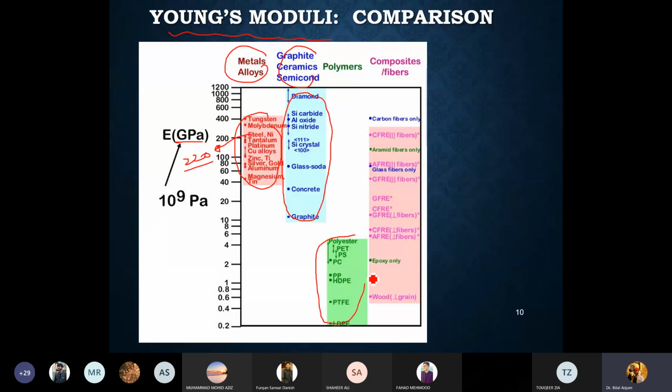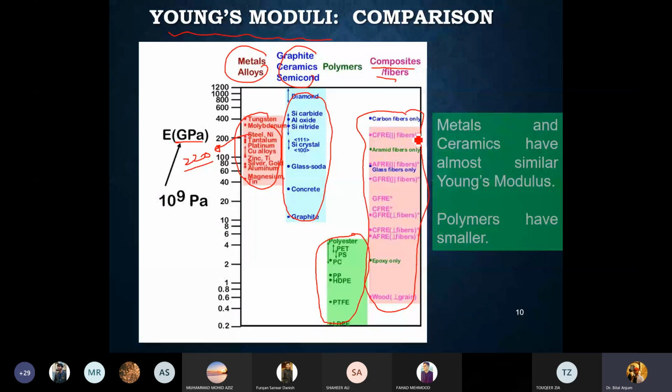Polymers have a relatively very low Young's modulus, primarily due to their ductile nature. For composites, the values would vary depending upon which material you are referring to, or what the composite is made up of. So metals and ceramics have almost similar Young's modulus. Polymers have much smaller Young's modulus.